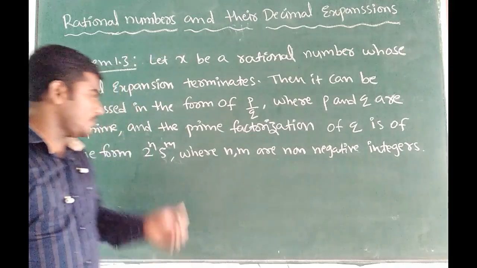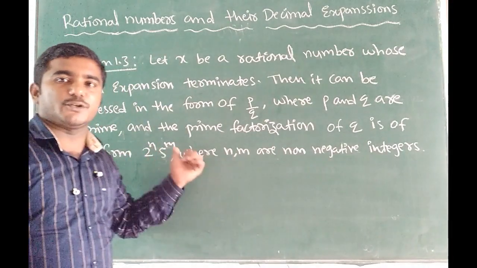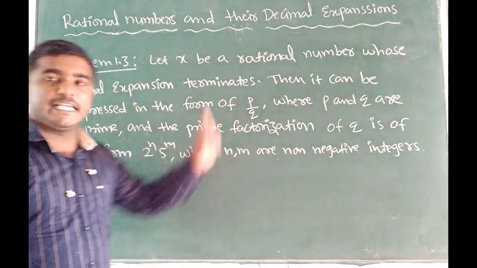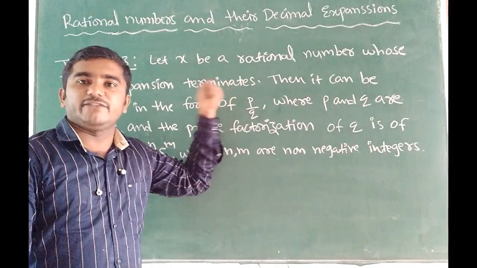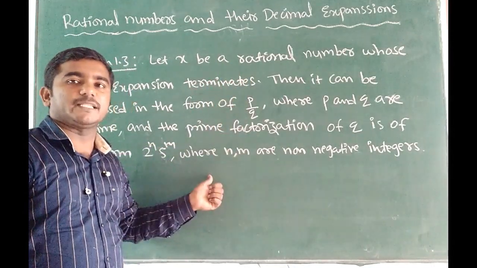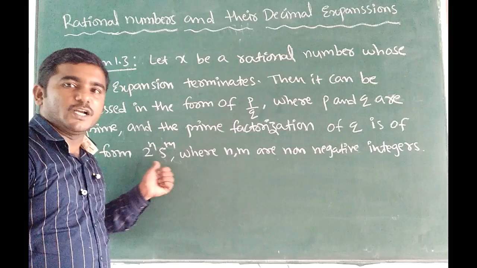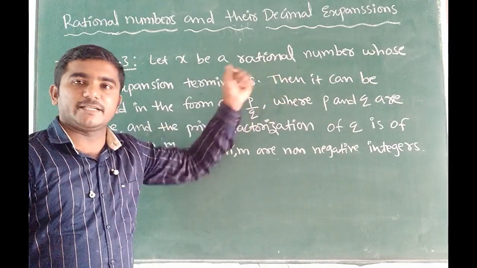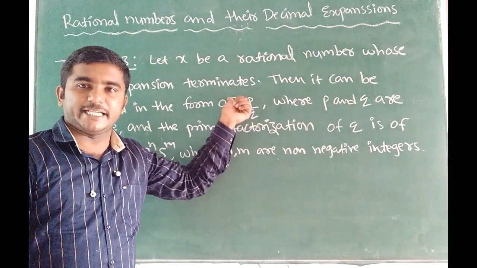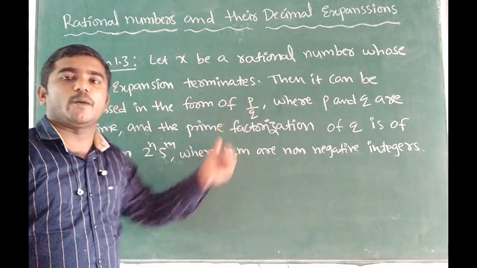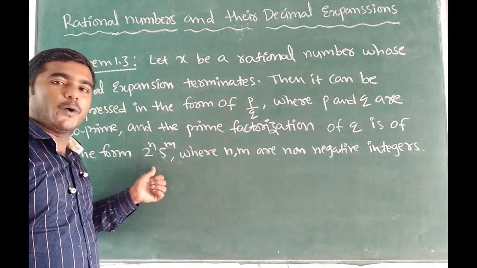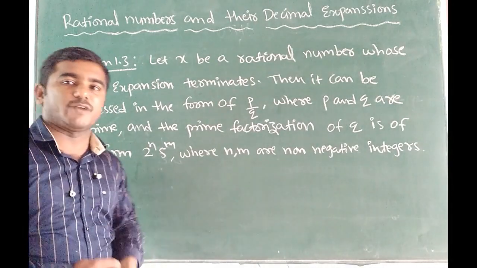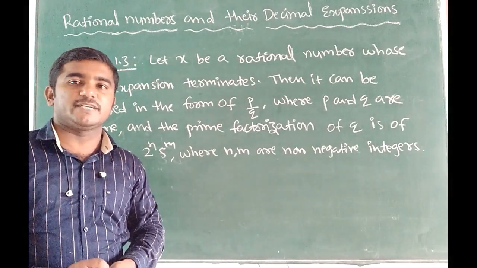Is it clear? 2 power n into 5 power n. What you observe here? Theorem 1.3 is, if it is a rational number in the form of p by q, compulsorily the denominator is in the form of 2 power n into 5 power m when it terminates. A number in the form of p by q and it terminates means compulsorily the denominator should be in the form of 2 power n into 5 power m. This is theorem 1.3.